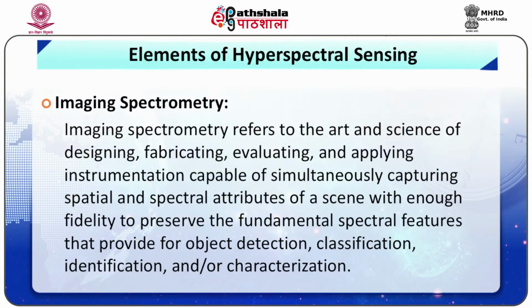This diffuse illumination can be influenced by light scattered either directly or indirectly from adjacent sources in the scene. Now we will discuss imaging spectroscopy. Imaging spectroscopy refers to the art and science of designing, fabricating, evaluating and applying instrumentation capable of simultaneously capturing spatial and spectral attributes of a scene with enough fidelity to preserve the fundamental spectral features that provide for object detection, classification, identification and characterization.